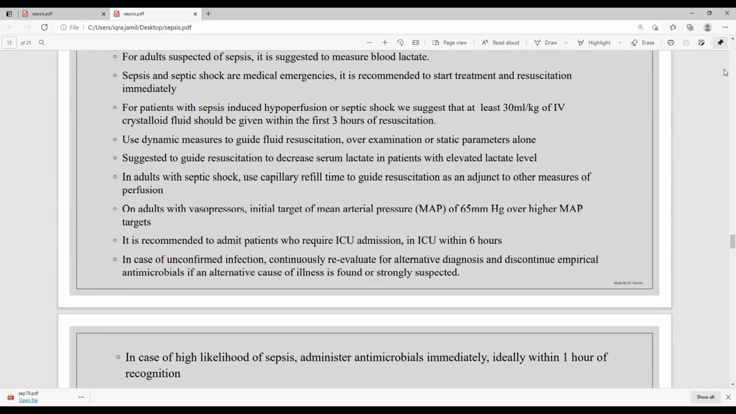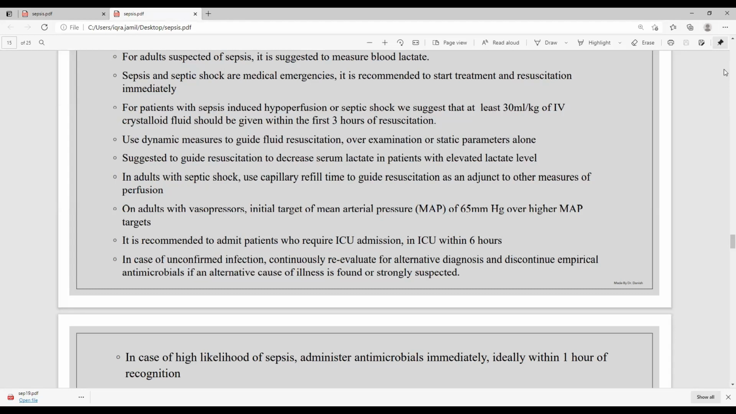In adults with septic shock, use capillary refill time to guide resuscitation as an adjunct to other measures of perfusion. In adults on vasopressors, the initial target is a mean arterial pressure of 65 over a higher MAP. There are studies that compared two groups of patients. In one group they kept MAP between 60 to 70, the other group was 75 to 85. The people whose MAP was higher had more mortality and prolonged ICU stay, because of cardiac arrhythmias, especially atrial fibrillation. So the new recommendation is that MAP should be kept between 60 to 70.